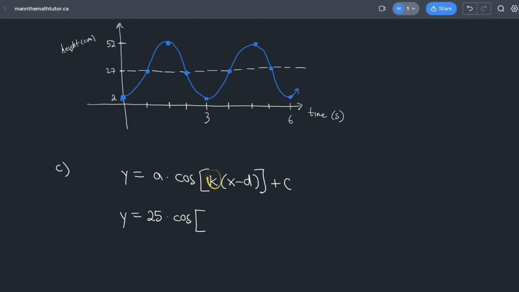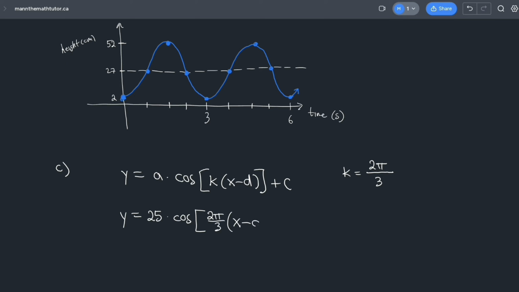Now the K value. How do we figure out this K value? The K value is dependent on the period, right? There's a formula that you would have learned where the K value is equal to 2 pi divided by the period. Well, the period in our case is 3 seconds, right? Because it takes 3 seconds to complete 1 cycle. So take a look at this. This is our K value right here. Pretty easy. 2 pi over 3.